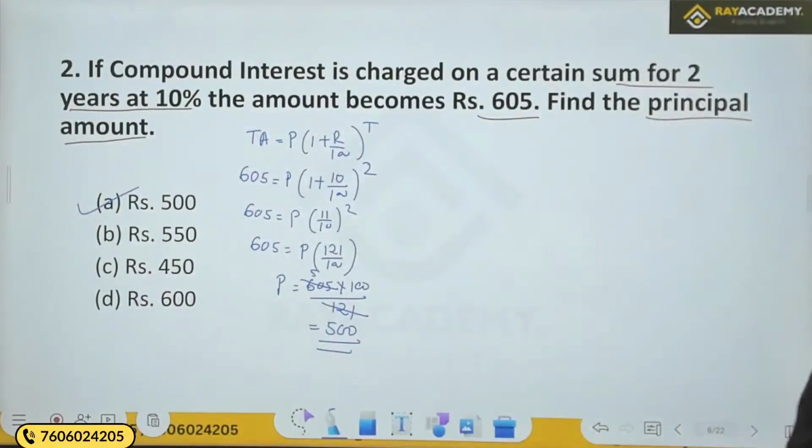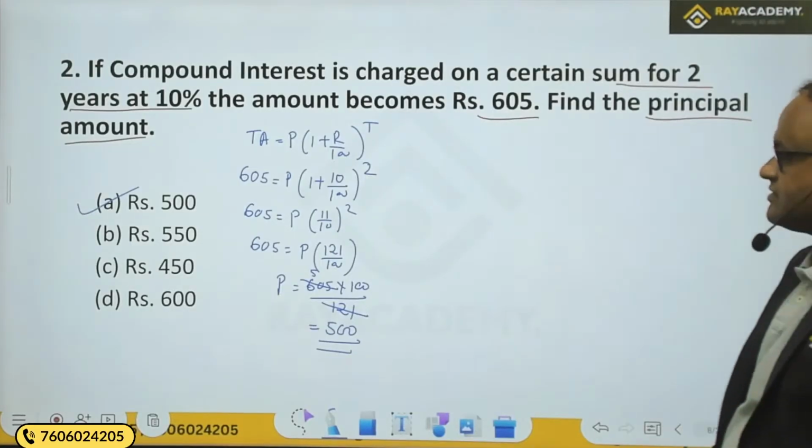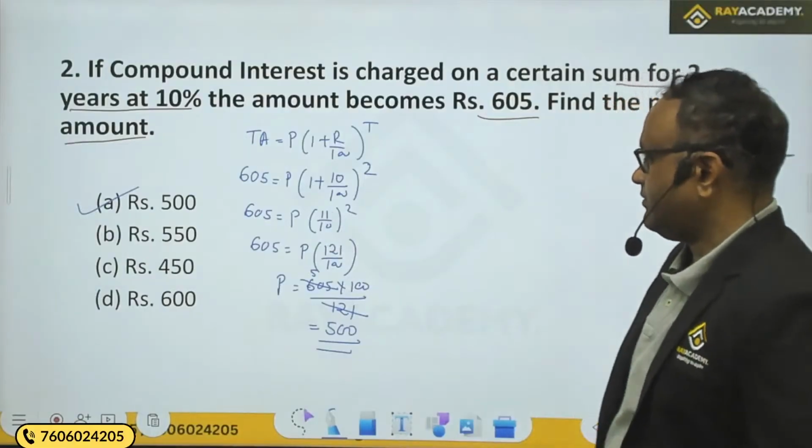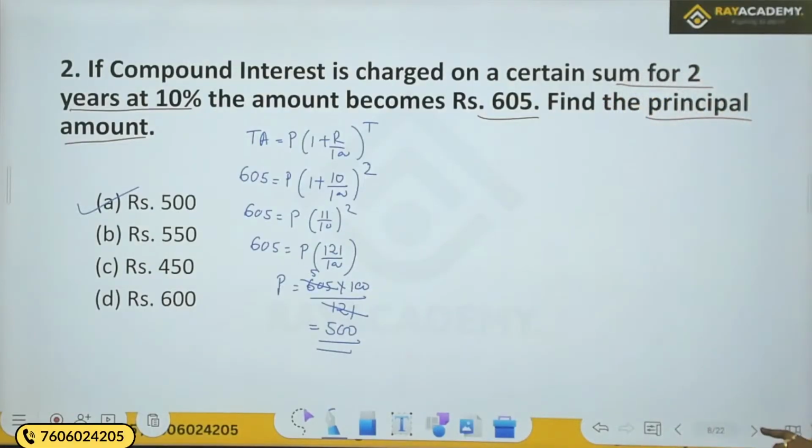Just directly you can use the formula. Okay. The total amount was 605, the principal is to be found, the rate of interest is 10% per annum, and if nothing is given about compounding, it is compounding yearly only. You have to consider that. So 11 by 10. So this is a pretty simple question.